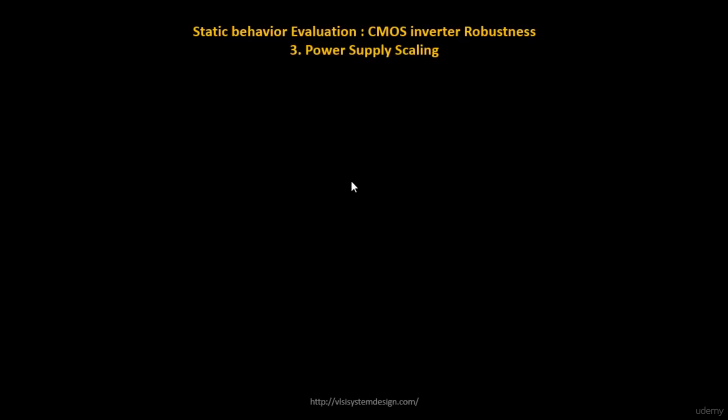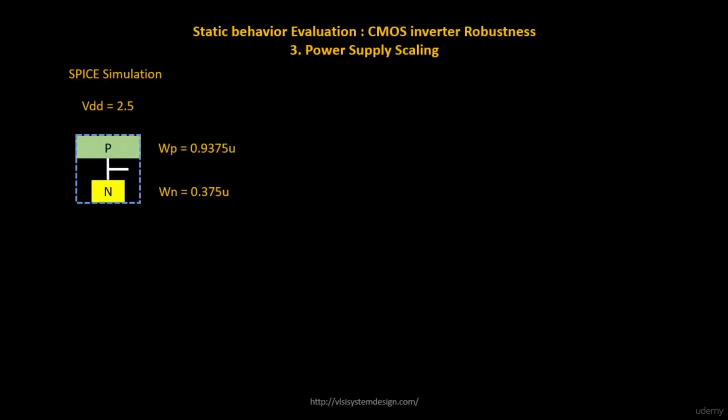The experiment that we are going to do is some SPICE simulation. We'll take one inverter. We have a PMOS which is bigger than the NMOS, just to match up the resistances between PMOS and NMOS, and we talked about this in the past as well. We kept the VDD, or the supply voltage, at 2.5 volts. The PMOS width is 0.9375 microns. The NMOS width is 0.375 micron. The width of the PMOS is greater than the NMOS because of the resistance effect.